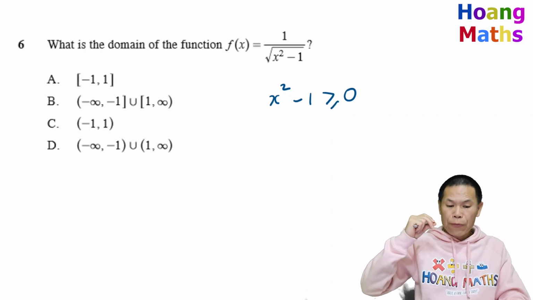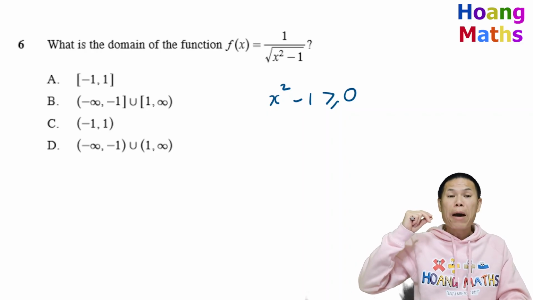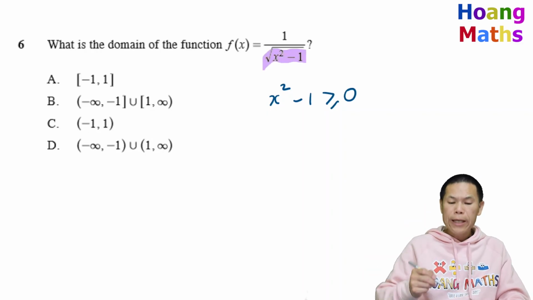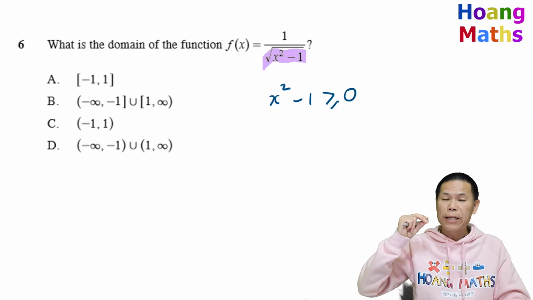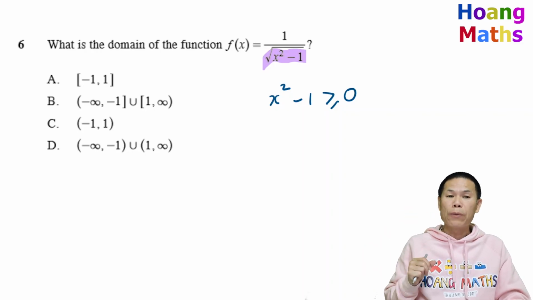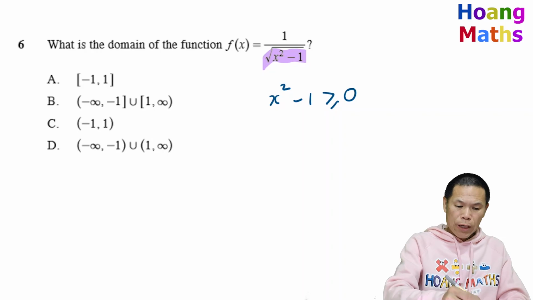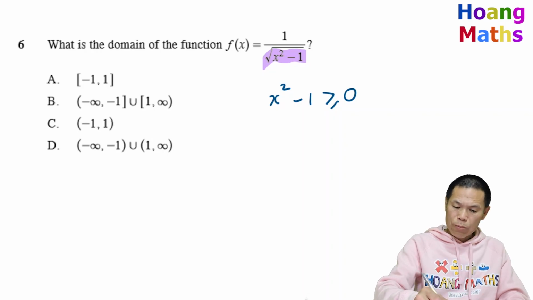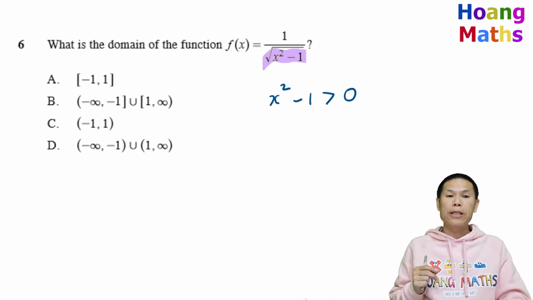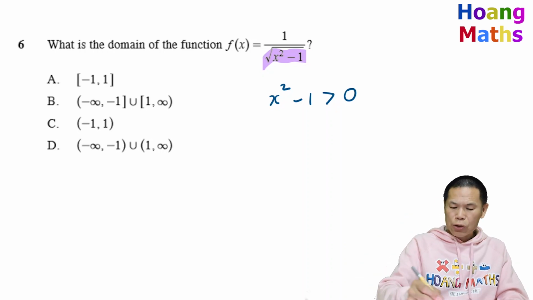But then if we have x squared minus 1 equal to 0, that means the denominator here is 0. So we cannot divide by 0, because it is 1 divided by the square root of x squared minus 1. So therefore, we cannot have 0. So we remove this. So x squared minus 1 must be greater than 0. Let me just quickly solve this.